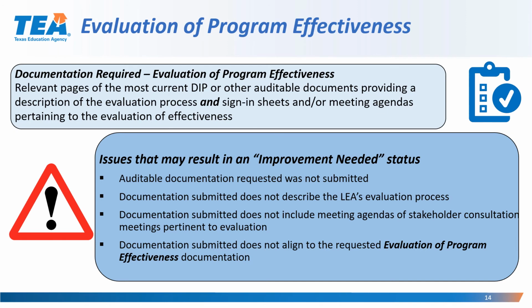Issues that may result in an improvement needed status are: auditable documentation requested was not submitted, documentation submitted does not describe the LEA's evaluation process, documentation submitted does not include meeting agendas of stakeholder consultation meetings pertinent to the evaluation, documentation submitted does not align to the requested evaluation of program effectiveness documentation.